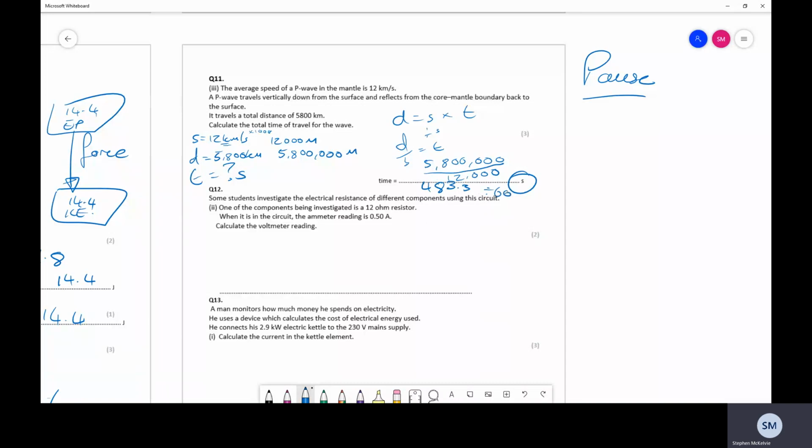Let me just double check that. 12 kilometers per second, 5,800 kilometers. If I did 5,800 divided by 12, distance divided by speed, the distance divided by the speed.